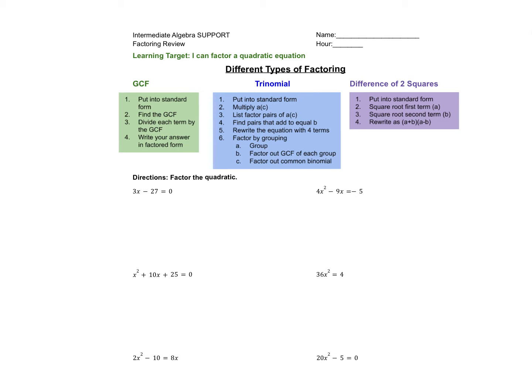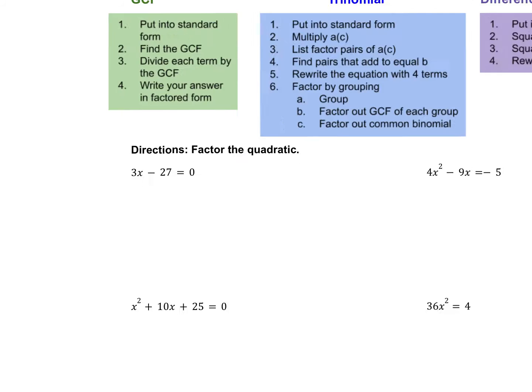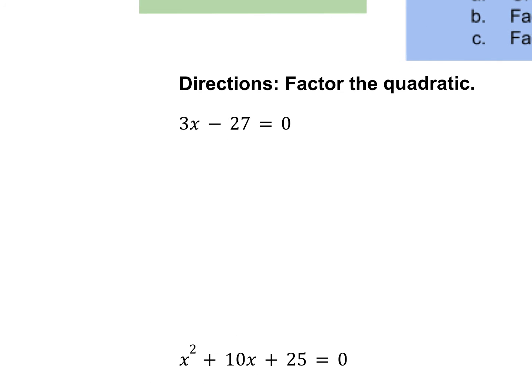Okay, so when we do this, we're going to start looking for our GCF first. Notice how all of these start with making sure it's in standard form, so we're going to have to do that as well. So for our very first one, we have 3x minus 27 equals 0. It's already set equal to 0. It's in standard form, so we can go ahead and try to find a greatest common factor.